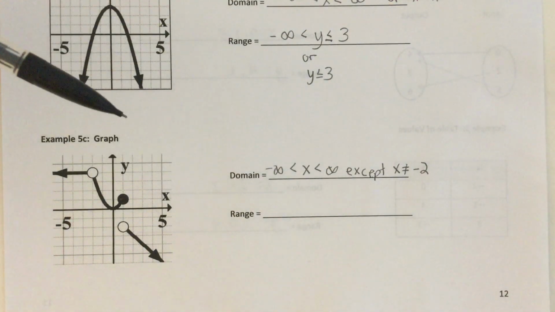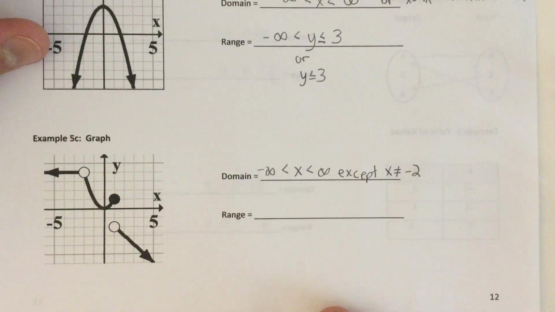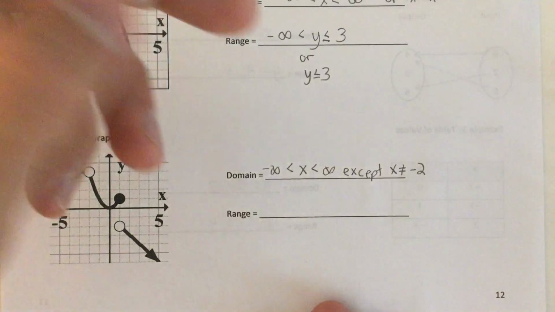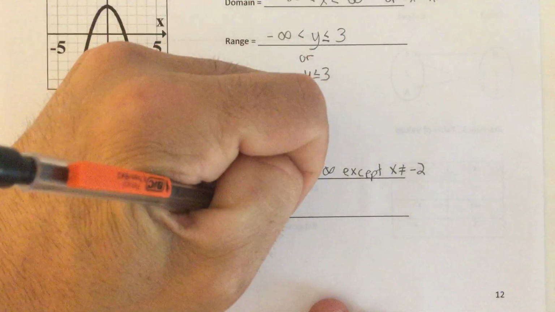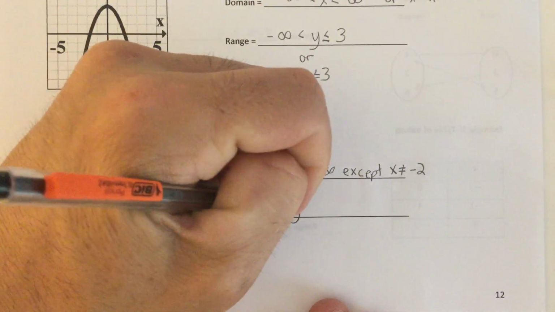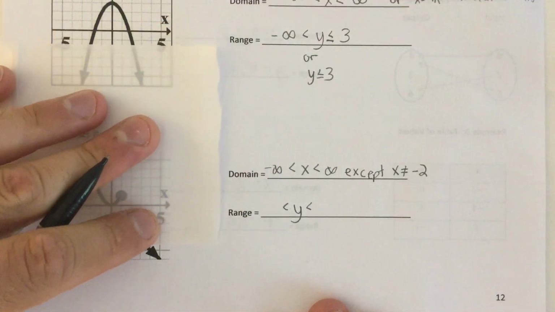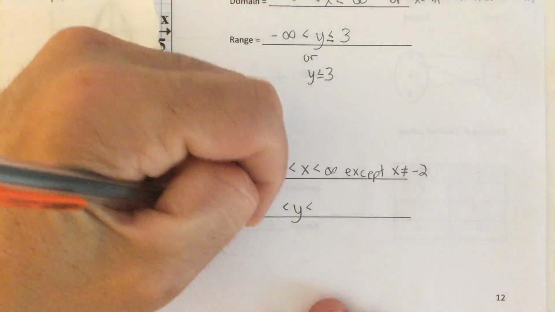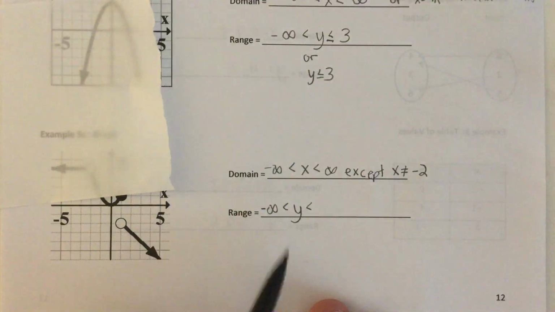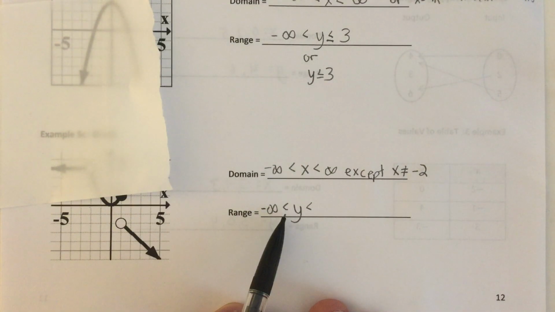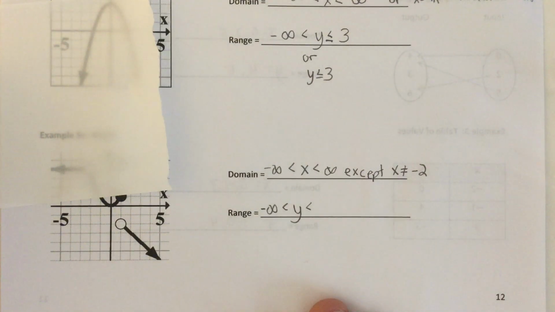Now if we go to our range, we know points are connected, so I can set my inequality up. And I'm going to say how far down my graph goes. And we can see it's going down forever. So I do negative infinity. It's not equal to; it can never equal infinities.